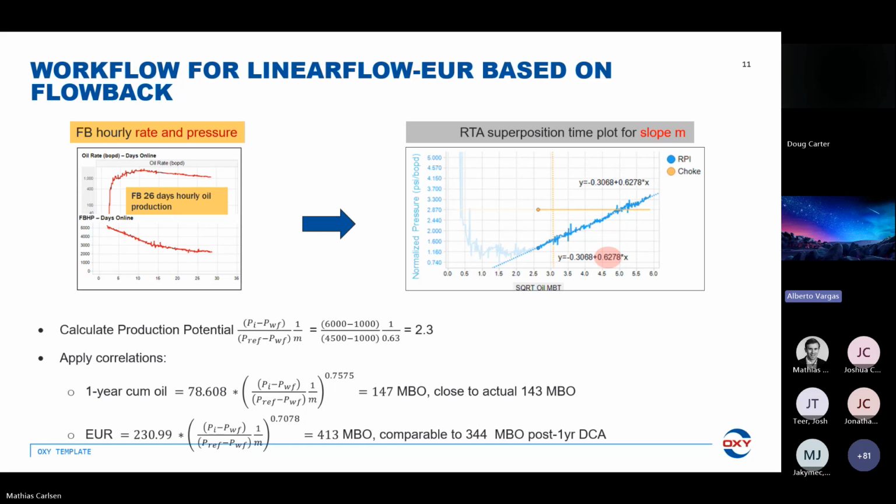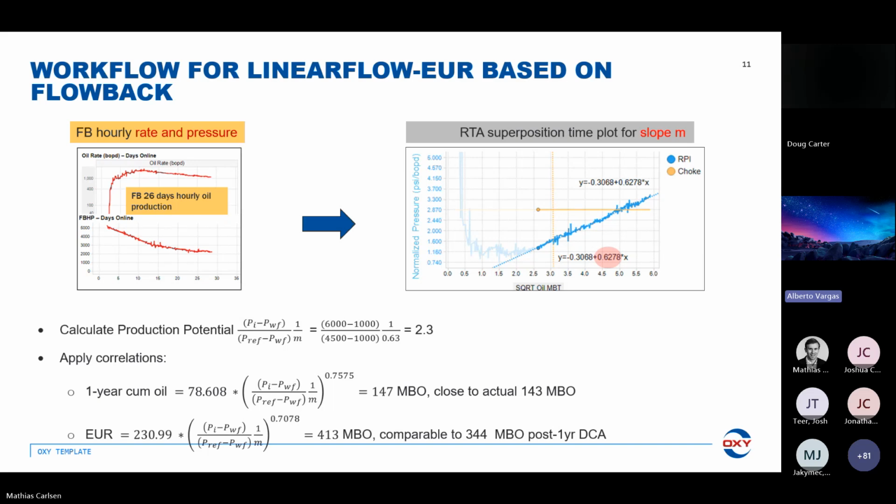This is the initial reservoir pressure minus your abandonment pressure, usually 1,000 psi in the Permian, divided by some reference pressure. For this correlation equation, I use a reference pressure of 4,500 psi, because that's our mature development area in the Permian, and it has that initial pressure, so I based it on that one. Then you calculate the production potential, 2.3. Then you plug into that correlation I shared earlier to get a 1 year Q of 145 MBO.